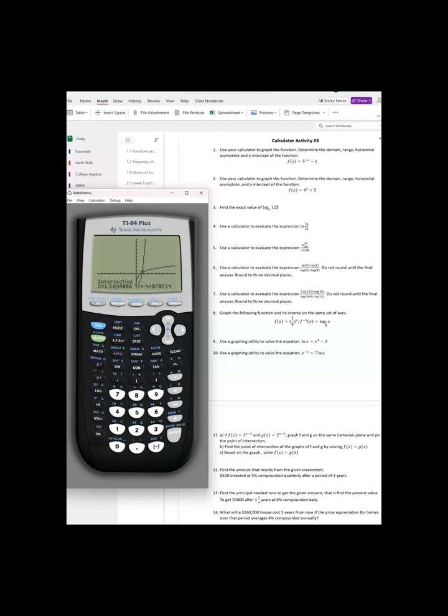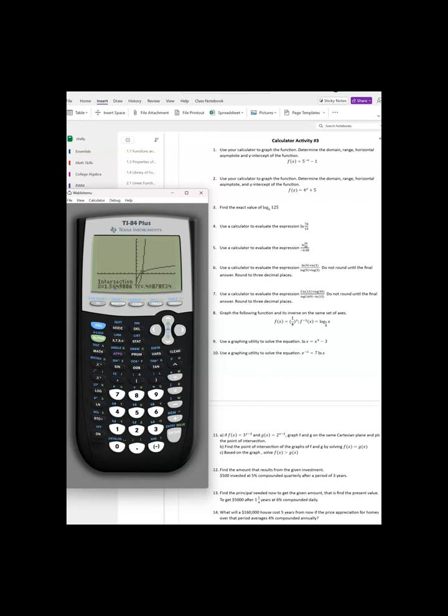Now let's look at 11. If you have f of x and g of x, you want to graph f and g on the same Cartesian plane. You do it the same way as we just did 9 and 10, right? You put f in y1 equals, and you put g in y2 equals. Then you would graph it just like we did. You would do second trace, intersect to find your intersection. And then that would give you your y equals, okay? You would put that in.